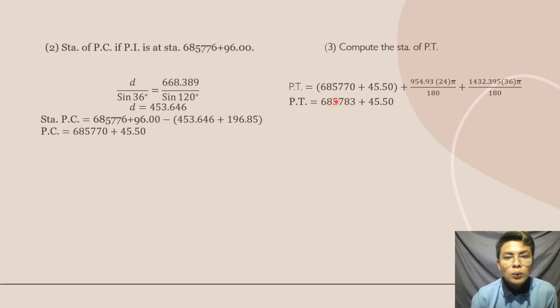Next is the computation of the point of tangent. PT is equal to our PC plus 954.93 times 24 times pi divided by 180 plus 1432.395 times 36 times pi divided by 180. Then we will get our PT 685783 plus 45.50.